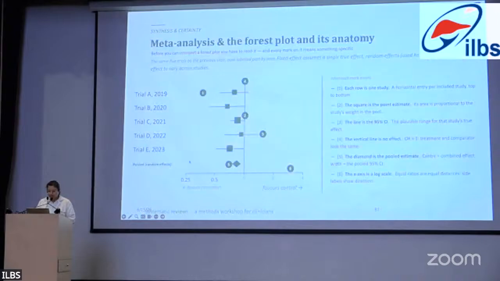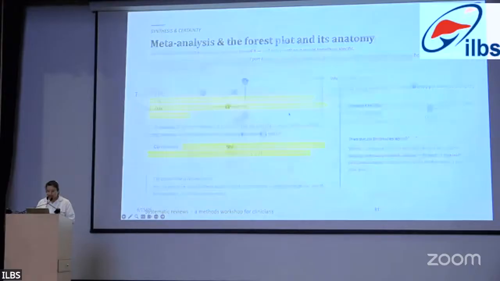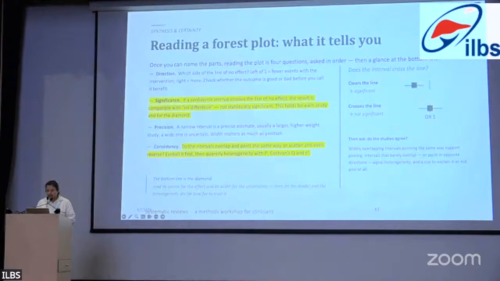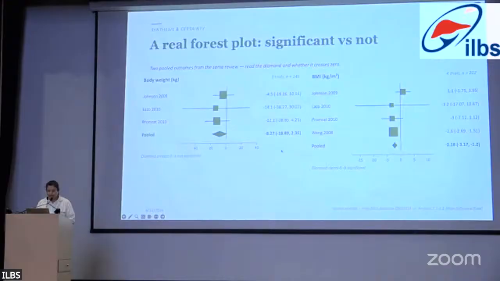So this is from one of the examples. These are 5 trials, and each row is one study. The square is the point estimate. The line is the 95% interval, lower limit to upper limit. The vertical line is the line of no effect, odds ratio 1. And this diamond at number 5 is the pooled estimate, so the combined effect. The x-axis is on a log scale. So I hope you now understand how to read a forest plot.